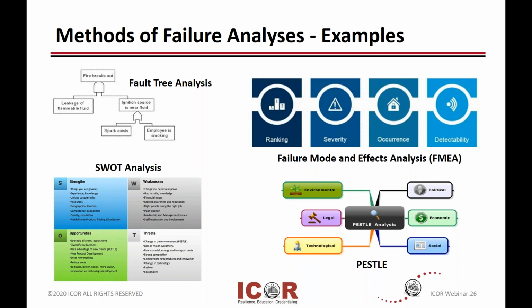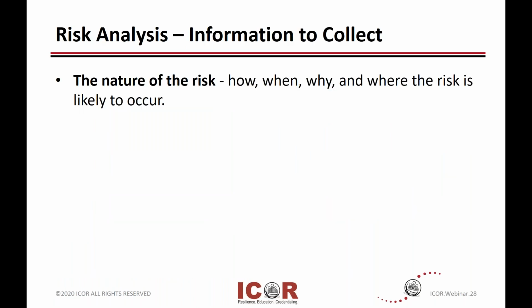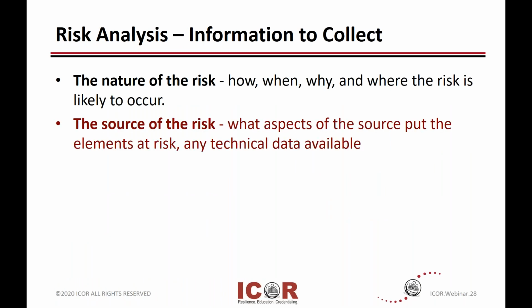So we said the very first thing you should do is list potential risks. Once you've identified the scope, then you look at what are the simple things, what are the things that could potentially happen to us. And then some of the information that you need to collect would be the nature of the risk. So how, when, why, and where is the risk likely to occur? What's the source? What aspects of the source put the element at risk?